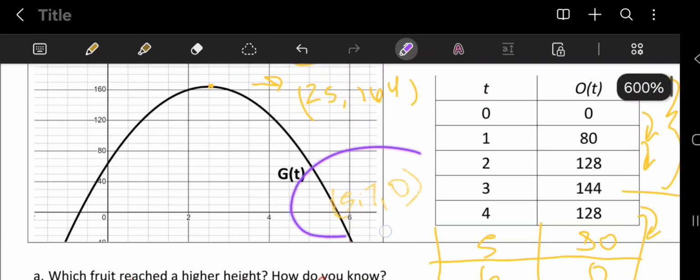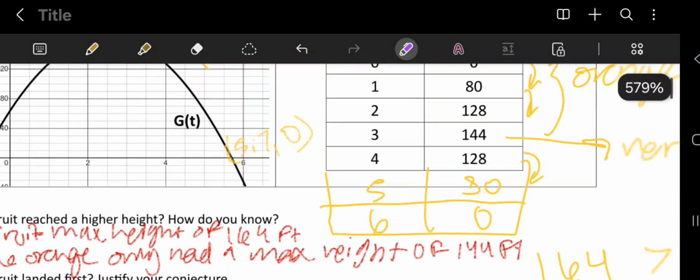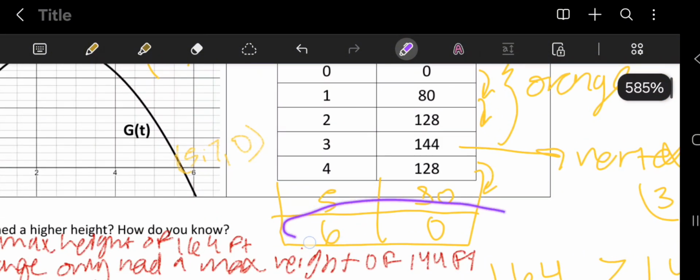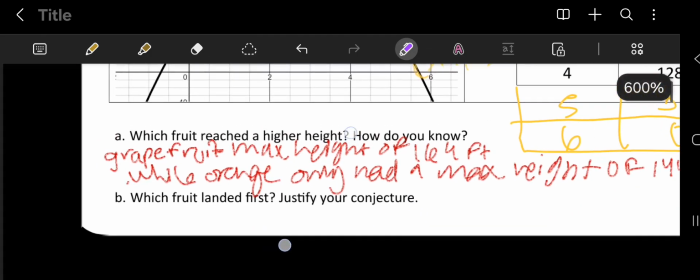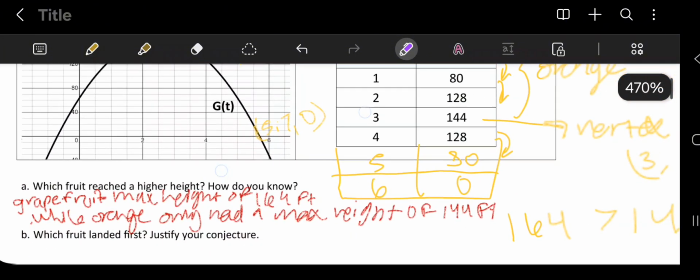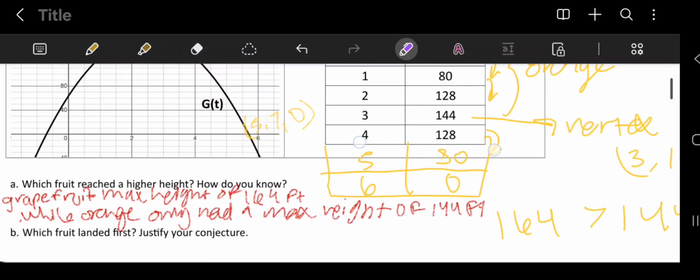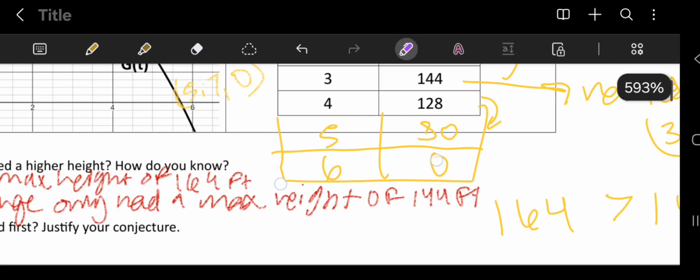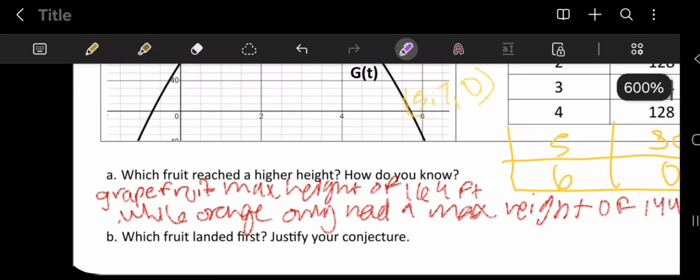So for g of t, the grapefruit reaches the ground at 5.7 seconds. And for O of t, the orange reaches the ground at 6 seconds. So we can just say that the grapefruit landed first because it landed after 5.7 seconds, which we can see right here, and the orange landed after 6 seconds. So obviously we know that it was the grapefruit that landed first.